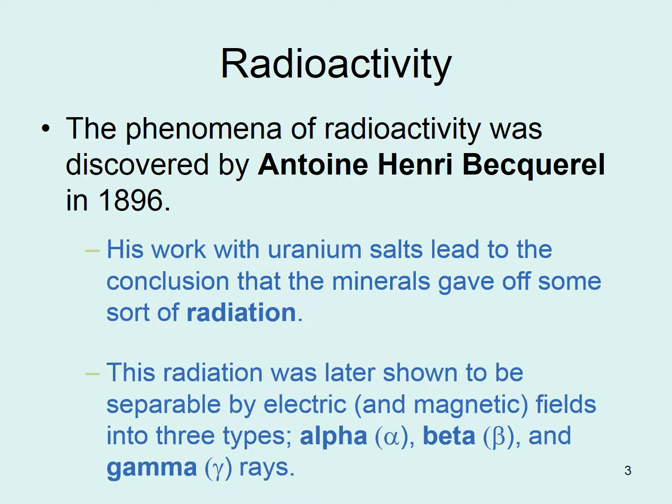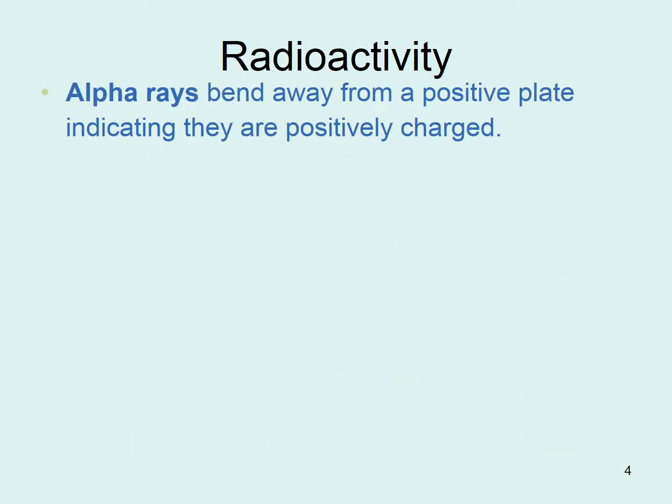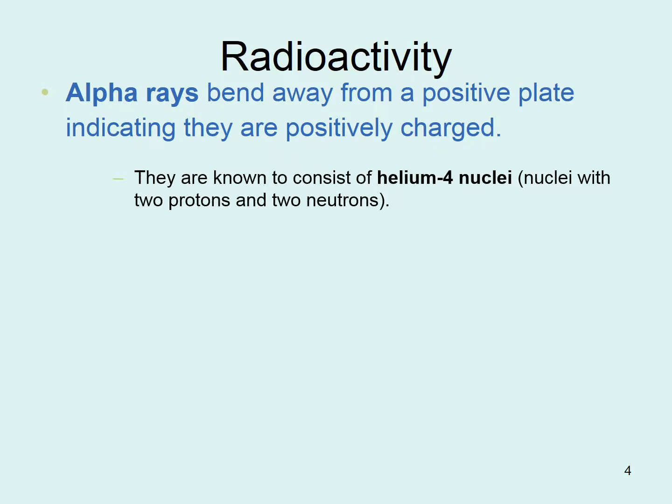When the radiation was tested, it turned out to have three types of radiation: alpha, beta, and gamma rays, which we'll talk about in just a second. So alpha rays are positively charged. So they bend away from a positive plate of a magnet or an electric plate, and so they're positively charged. And it turns out that they are made up of 2 protons and 2 neutrons. So they're really a helium nuclei without the electrons. So 2 protons and 2 neutrons.